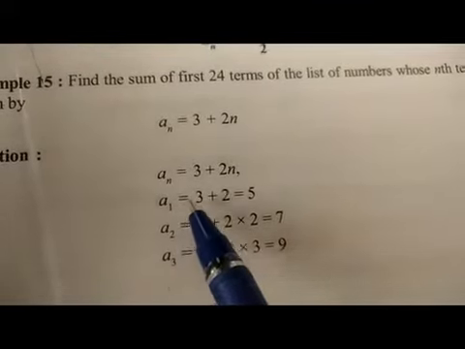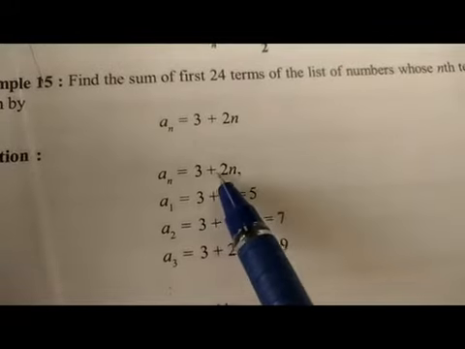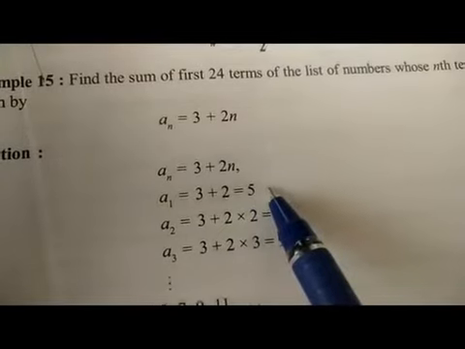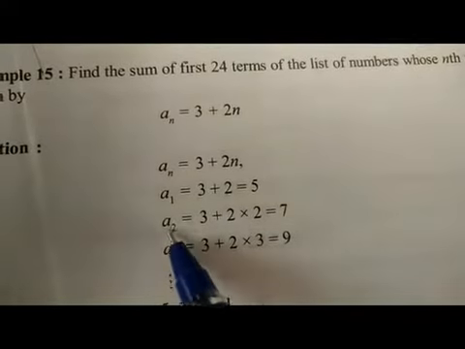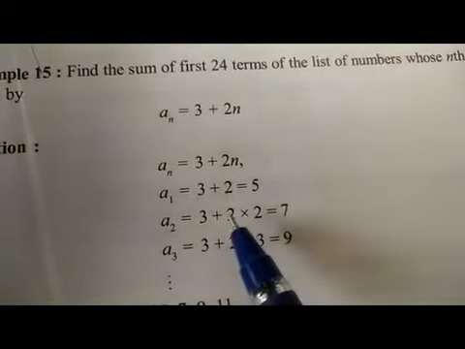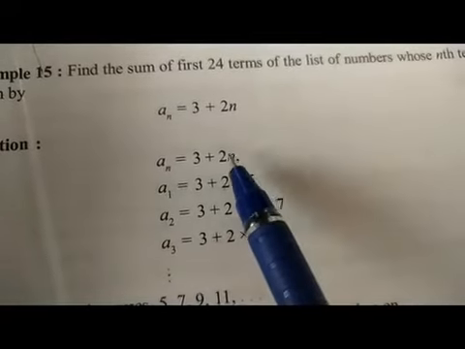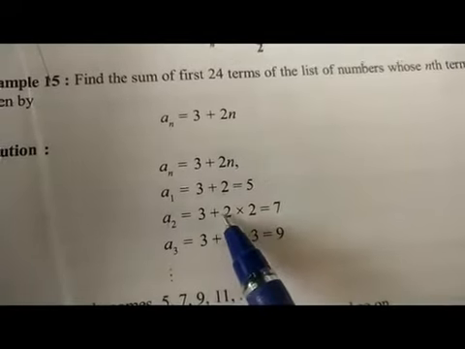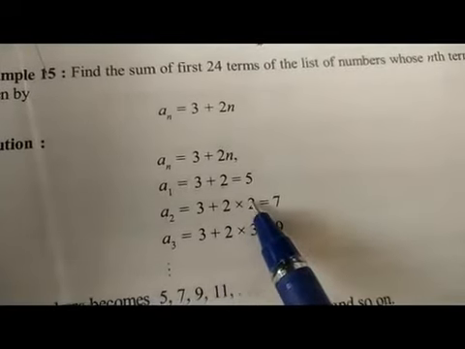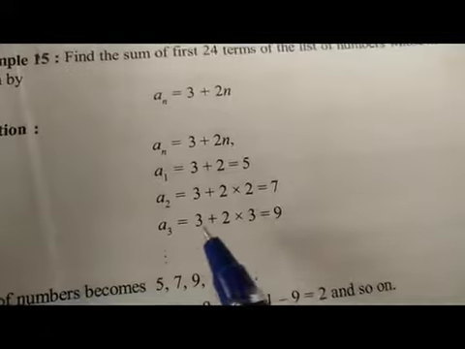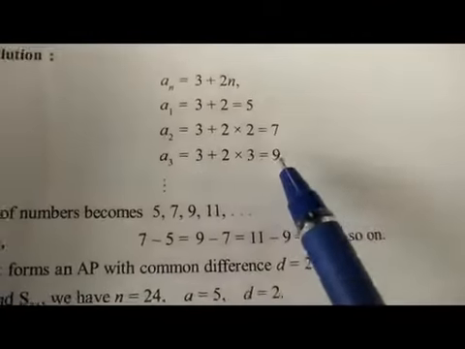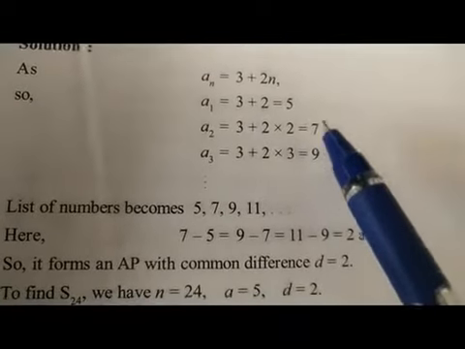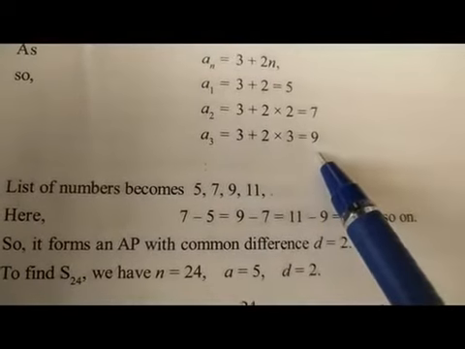Therefore a1 = 3 + 2 × 1. What will you get? 2. Therefore the first term is 3 + 2 = 5. Next a2. In the same way, 3 plus, in the place of n you have to put 2. Therefore 2 × 2, 3 + 4 = 7. Then a3, and so it goes on. Now you got the first, second and third numbers: 5, 7, 9.